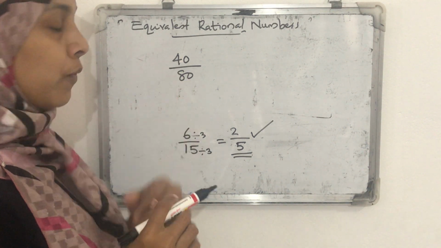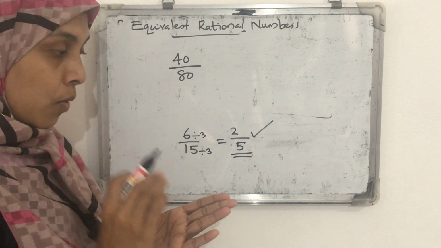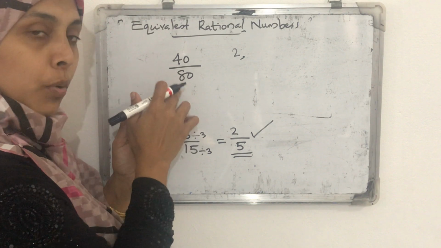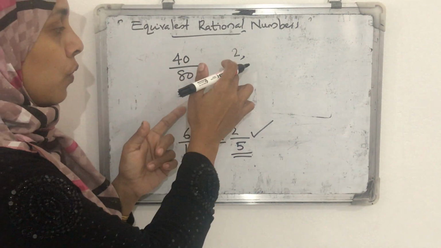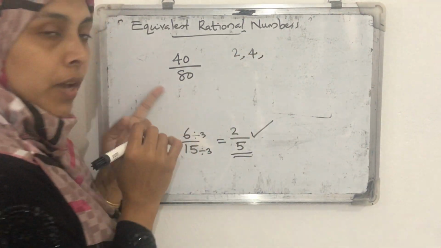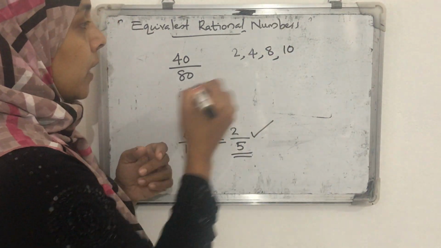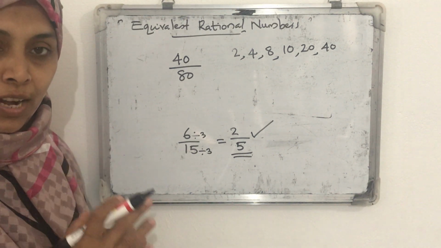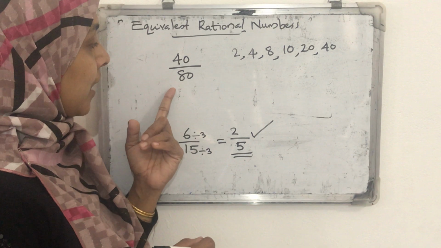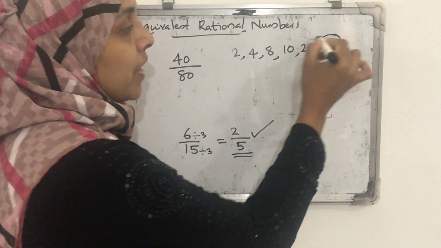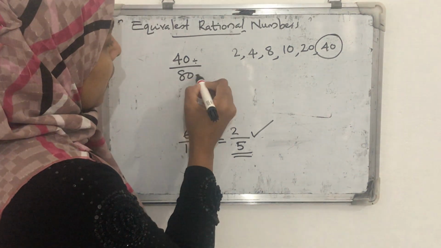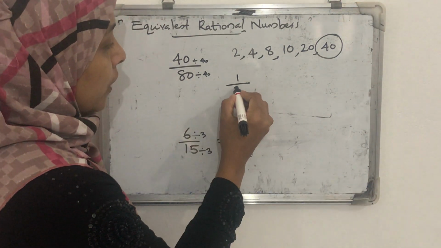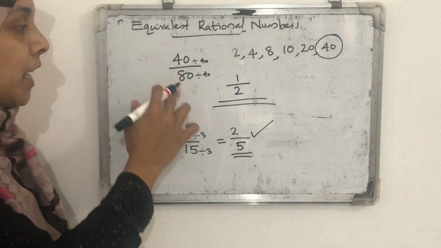Which is the highest common factor of 40 and 80? 2 is a common factor: 2 into 20 you get 40, 2 into 40 you get 80. And 4 is also a common factor. 8 is also a common factor, 10 is a common factor, 20 is a common factor, 40 is also a common factor. So there are many common factors. To find the standard form, we can divide by the highest common factor. Out of these, the highest is 40. So when we divide both numerator and denominator by 40, we get the standard form. 40 by 40 is 1 and 80 by 40 is 2. So the standard form of 40 by 80 is 1 by 2.